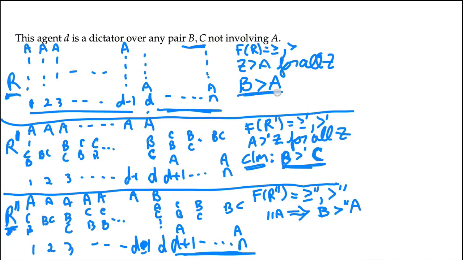So by independence of irrelevant alternatives, the social ranking of B and A has to be exactly the same under R as it is under R double prime. So B has to be ranked strictly ahead of A.